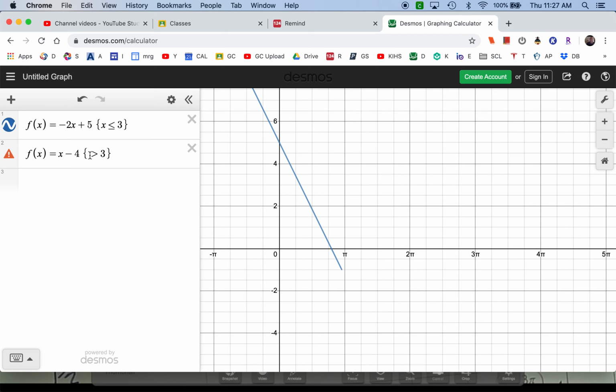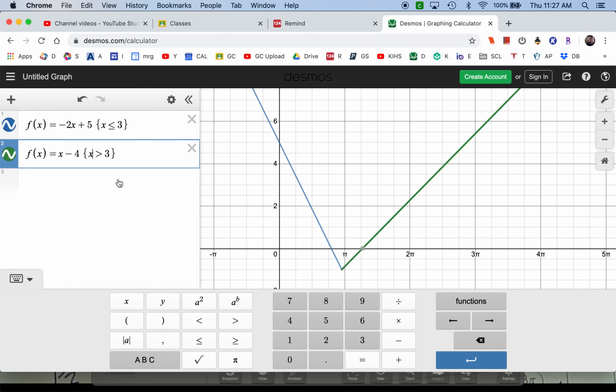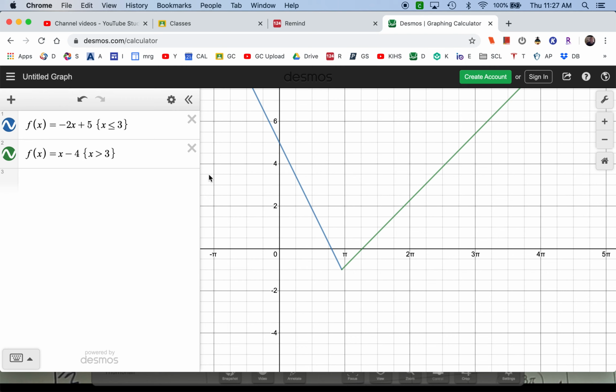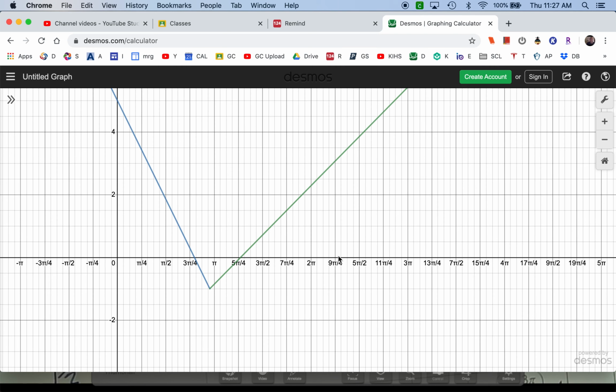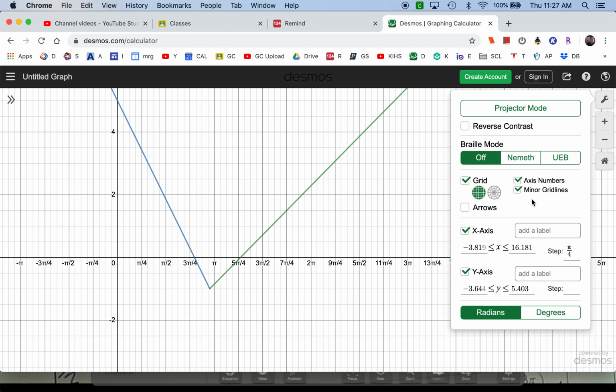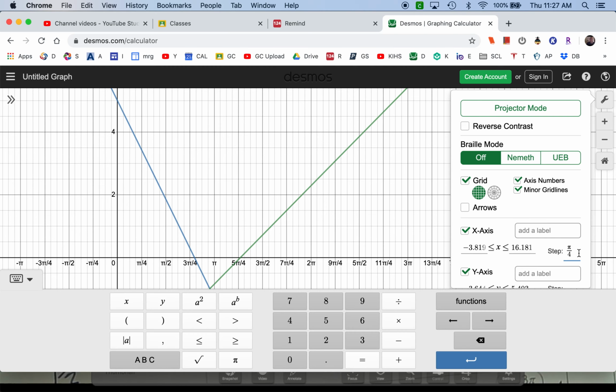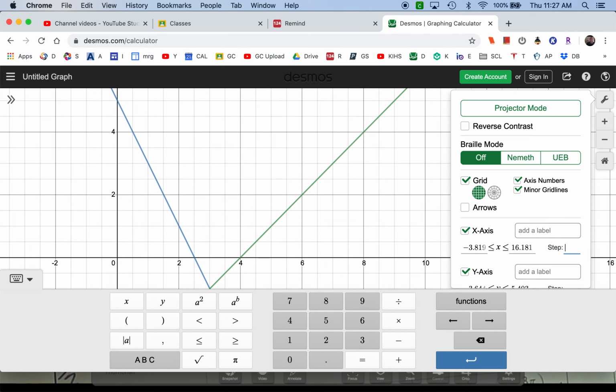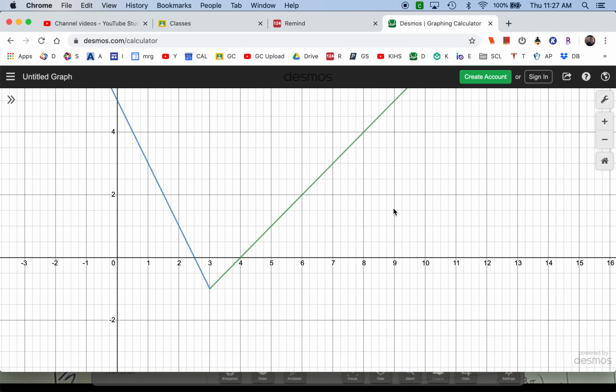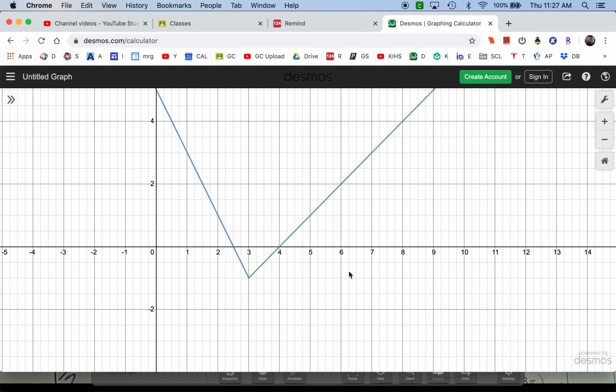Oh, I forgot to put down x. x is greater than 3. Okay, so here's my graph and what it looks like. I'm going to change the scale. I don't need radians anymore, so I'll just change the scale back to 1 so you can see it. So look here. Can you see here as x approaches 3 from the left and 3 from the right agree what the y value is? So look across, what is that y value? And the answer is -1.